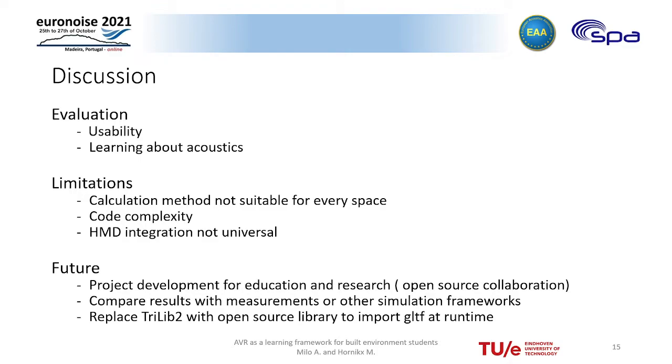For the future, we would like to continue the development of the project for education and research, fostering open source collaboration. It would be beneficial to compare the results from this calculation with measurements or other simulation frameworks. For example, we would like to introduce the possibility to have audience absorption taken into account in the method, and the current library used to import the model, 3lib2, is not free, so it would be beneficial to replace it with an open source library to import GLTF at runtime.